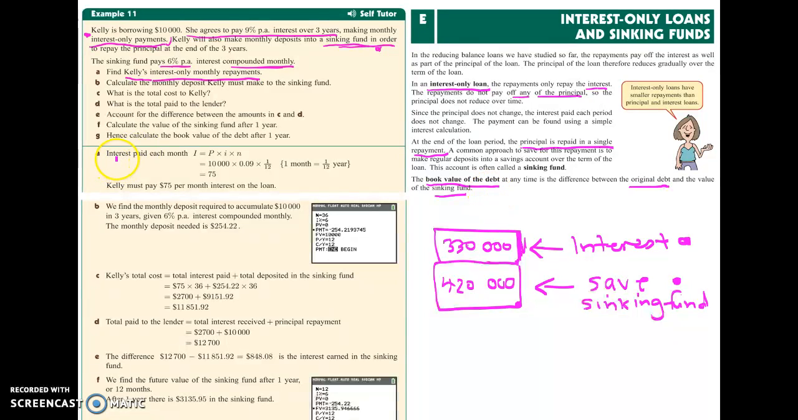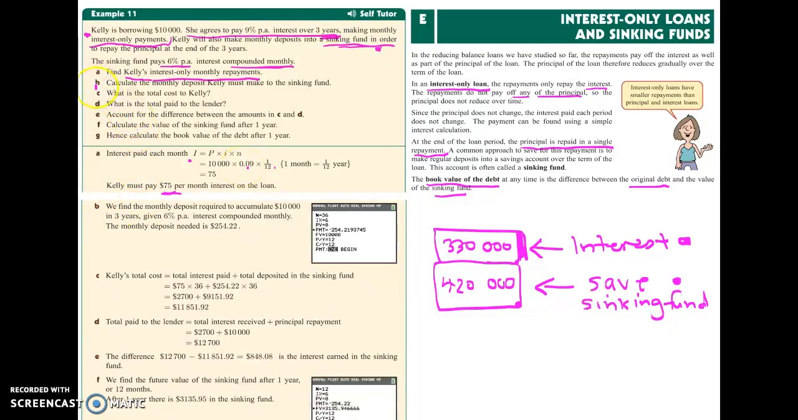So down here in the solutions, we've got our formula, I equals P times I times N. There's the principal, we've got the interest rate as a decimal, and it's 1/12 of a year. Times them together, and that's how much she has to pay. So this is what's coming off this interest-only loan, $75 per month. Then at the end of these 3 years here, she'll have paid off the interest and she'll still owe the principal.